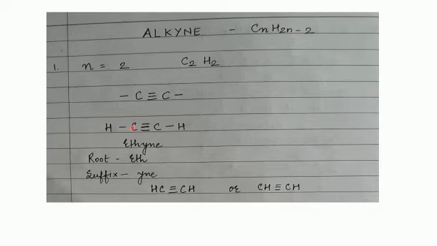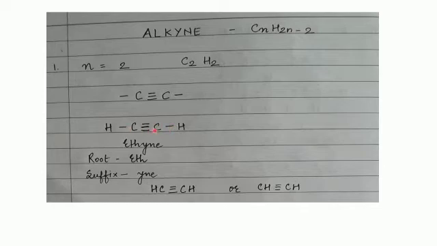So this carbon will form a single bond with one hydrogen, and this carbon will form a single bond with another hydrogen. So each carbon is now able to establish an octet with 8 electrons. 6 here plus 2, that is 8. Again 6 for this carbon also, plus 2, 8.